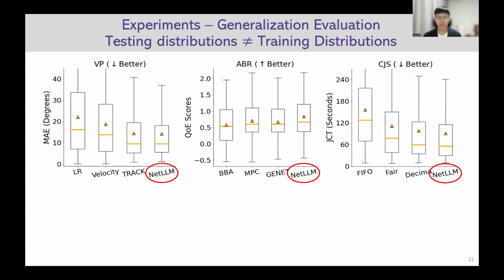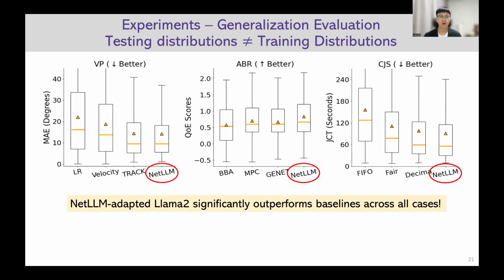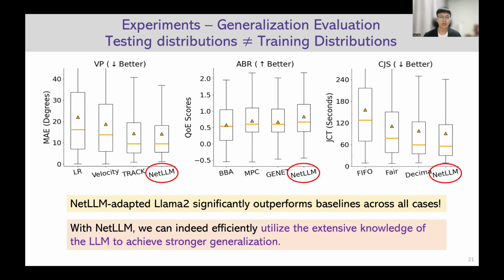In the second part of our experiments, we evaluate the generalization performance of each method. And we can see that the NetLLM-adapted Llama 2 still outperforms all baselines across all cases. This indicates that with our framework, we can indeed efficiently utilize the extensive knowledge of the LLM to achieve stronger generalization.